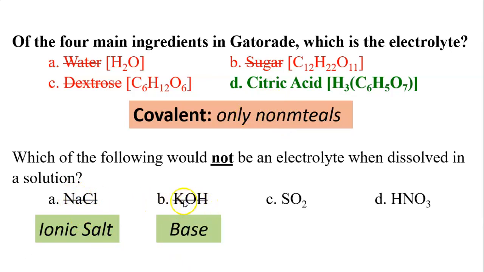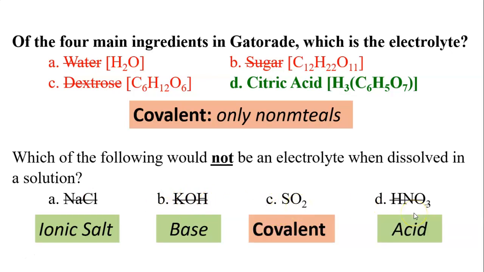Potassium hydroxide ends in OH, it's a base. This one's covalent. That one's an acid. Okay, so I'm going to come back and say C is not an electrolyte because it's just covalent. Acids, bases, and ionic salts are electrolytes.